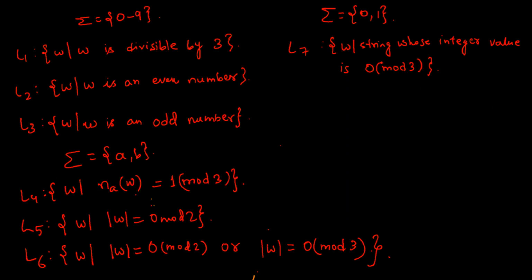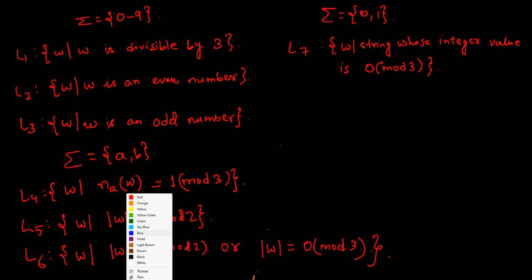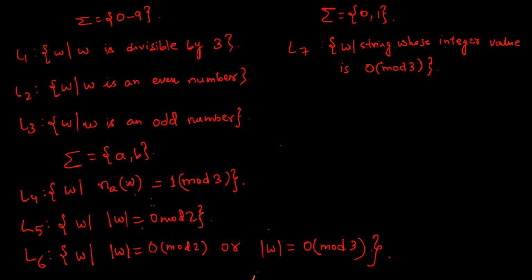In this video we will be constructing DFAs for these 7 languages. So what are these 7 languages? We have a set of languages L1, L2 and L3, which are built upon the alphabet 0 to 9. The strings of L4, L5 and L6 will be over the alphabet with symbols A and B, and similarly L7 will be on binary symbols 0 and 1.